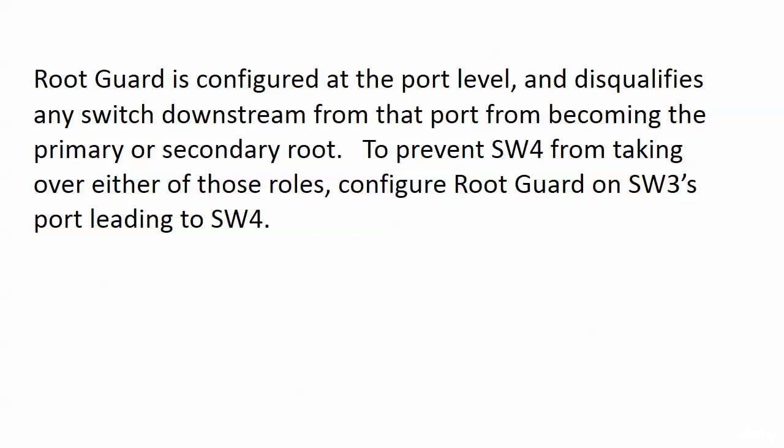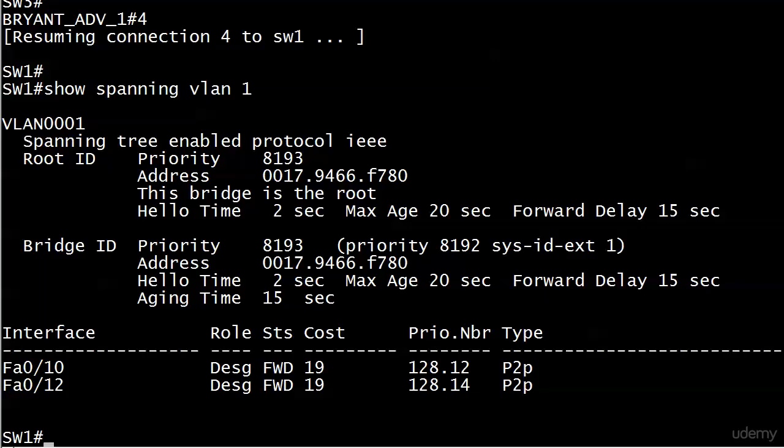Now again, we configure it at the port level, and no switch downstream from that port can become the primary or the secondary. Again, with these features, we have to take note of where it should be enabled. To prevent switch 4 from taking over either the primary or the secondary roles, we would need root guard configured on switch 3's port that leads to switch 4. And we know what that is just from this lab.